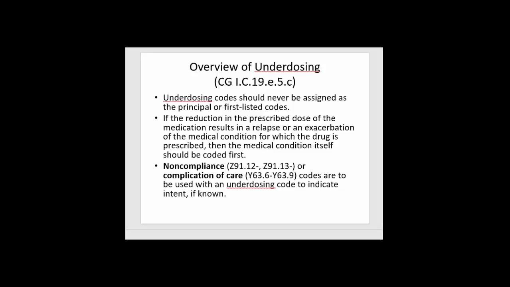Now let's look at underdosing. Underdosing codes should never be assigned as a principal or first listed code. If the reduction in the prescribed dose results in a relapse or an exacerbation of a medical condition for which the drug was prescribed, the medical condition itself should be coded first, and then you're going to add noncompliance or complication of care along with that underdosing code to indicate intent if you know it.